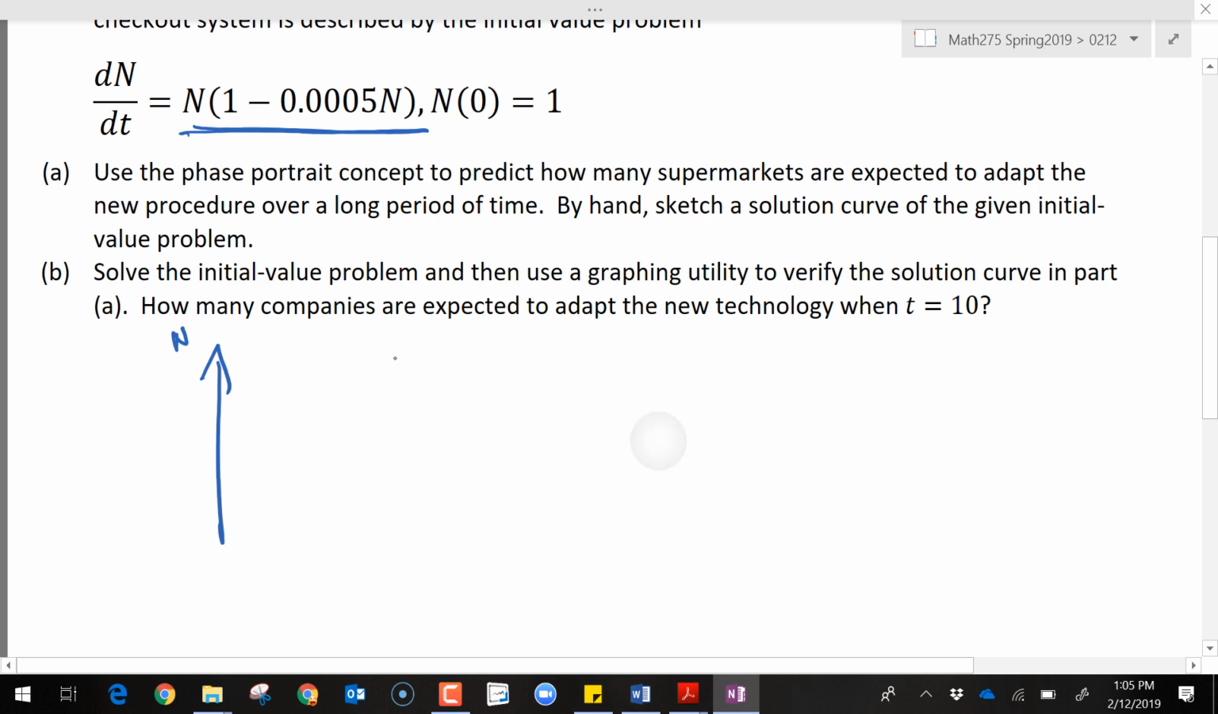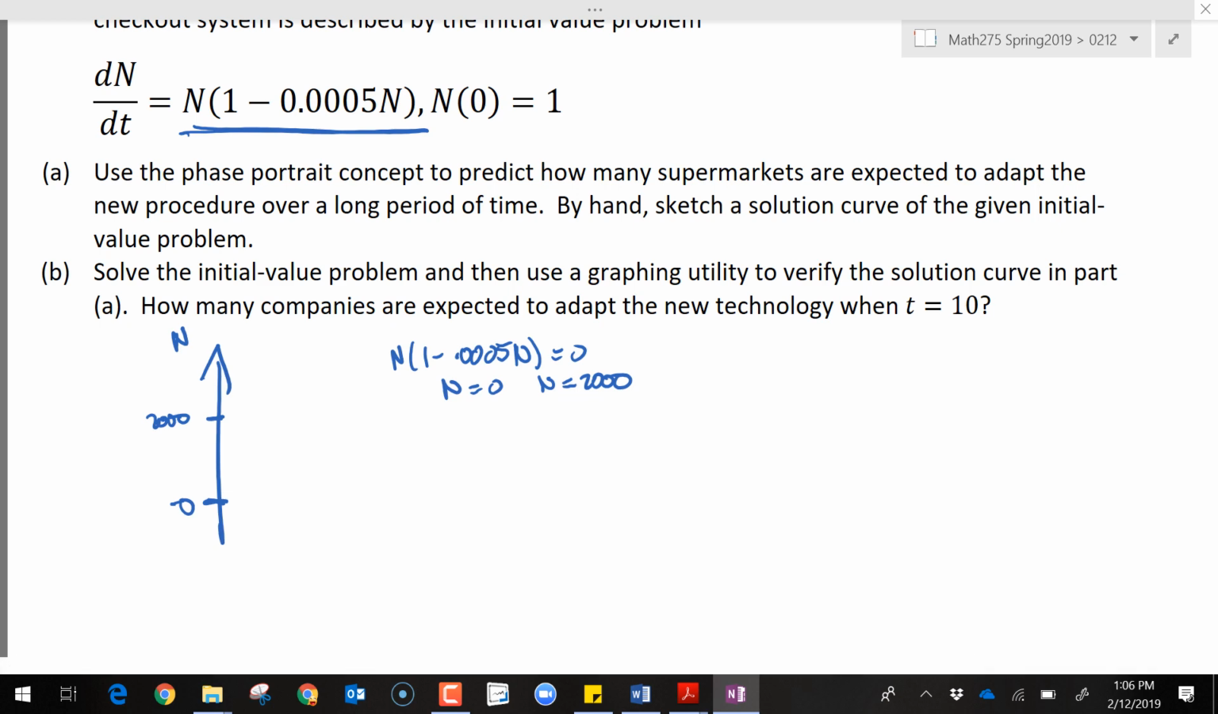So if we solve for this when n times 1 minus 0.0005 n is equal to 0, we have n is equal to 0 and n is equal to, what is that? N is equal to 2000. So those are your, what are they called? Equilibrium points. Yes, these are equilibrium points.